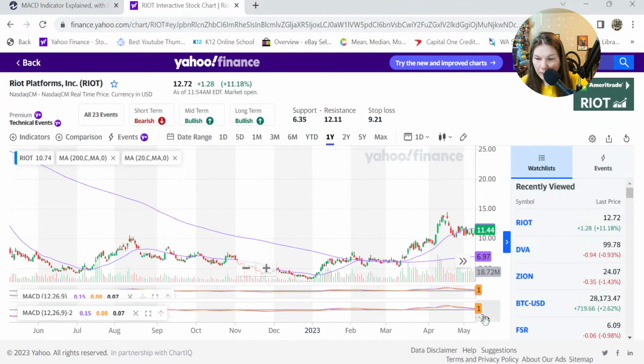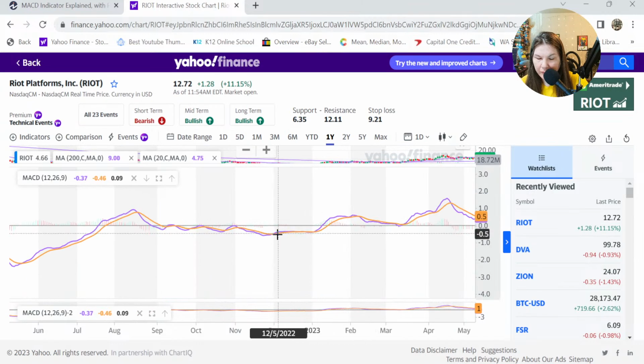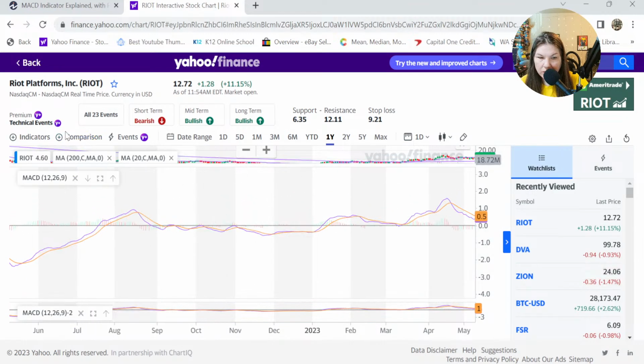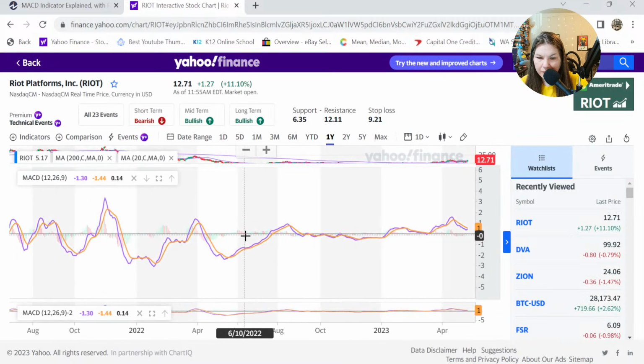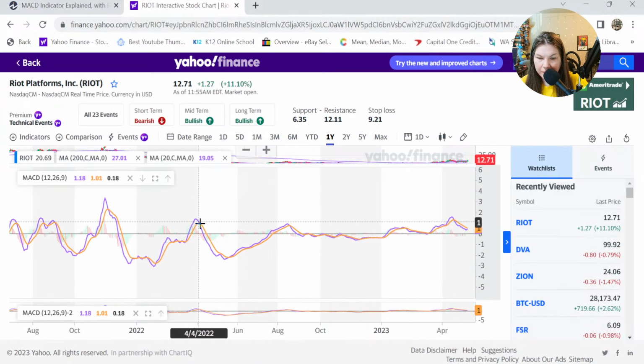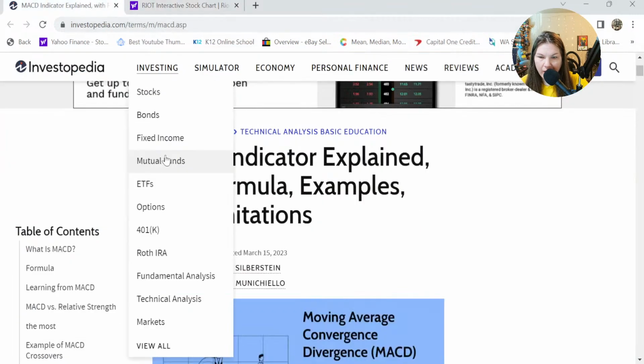Can we zoom in on the MACD? Oh, there we go. Look. We can make the MACD real big. So the yellow is the signal. Increasing bar, decreasing bar, MACD. Okay. So that's the volume. That's the MACD. Okay, so that's what it looks like. And we are going to learn about it.